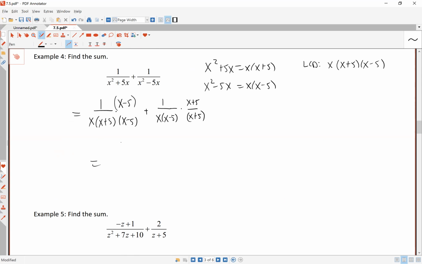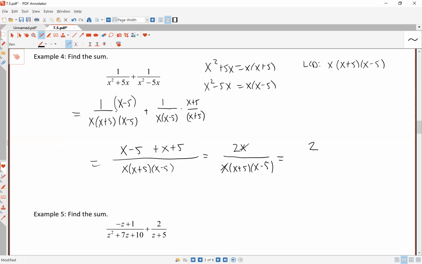All right, so the first one is 1 times x minus 5, which is x minus 5. The second one is 1 times x plus 5, which is x plus 5. And now we have this all over the same denominator, which gives us 2x. Negative 5 plus 5 is 0. We have 2x over x times x plus 5, x minus 5. So our x's cancel, and we're left with 2 over x plus 5, x minus 5.